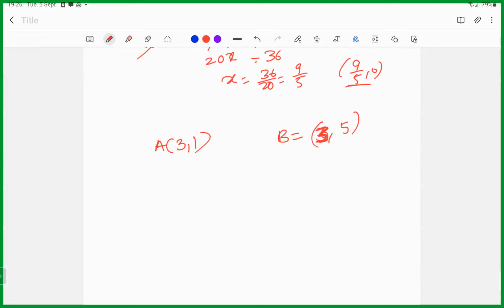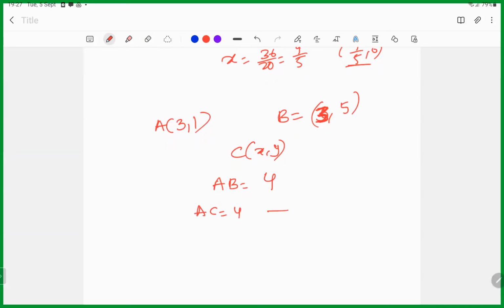So if you plot the graph, you will get it very easily. But if you want to solve it, then how to solve it? Princey, how to solve this one? So what can the point C be represented with? C can be represented with x comma y, right? So AB equal to how much is AB? 4. Huh? 4, right? So AC equal to 4. This is one equation. BC equal to 4. This is also one more equation.